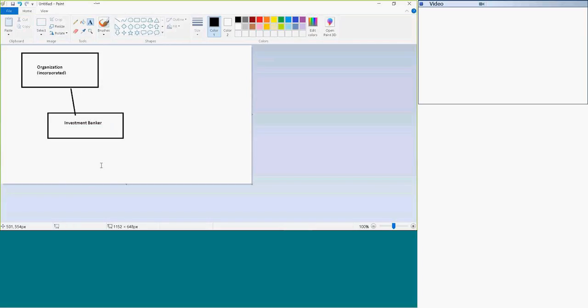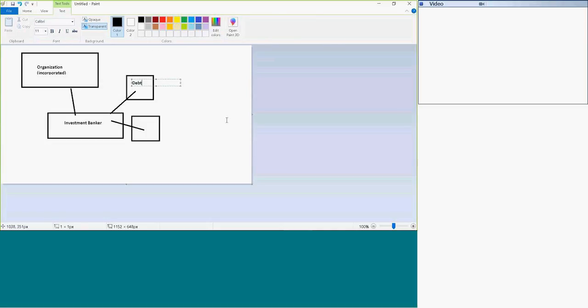So you go to your investment banker, and you go to the organization and you say, I need money, I need a lot of money. And the banker says, okay, let's talk about what you need. So again, we go back to debt or equity. Make the decision about what you need.